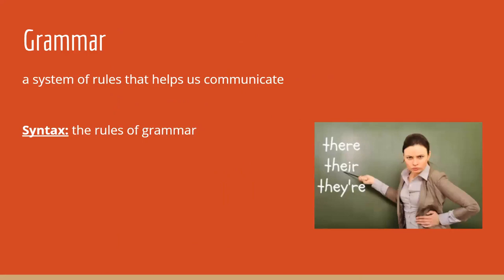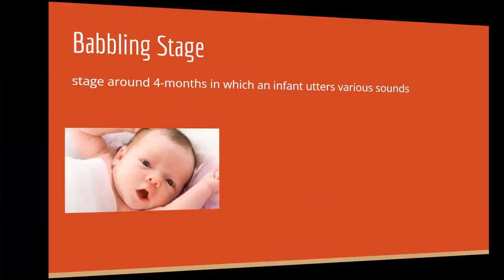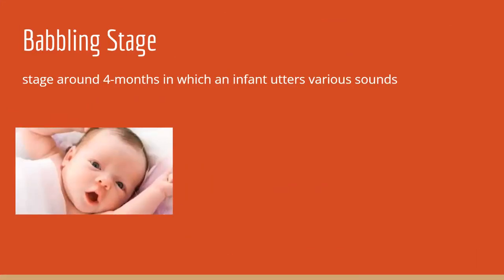Syntax are the rules of grammar. So we got to know about the babbling stage. This is a stage for humans around 4 months in which an infant utters various sounds. So they might just say random things like ga or da or something like that.